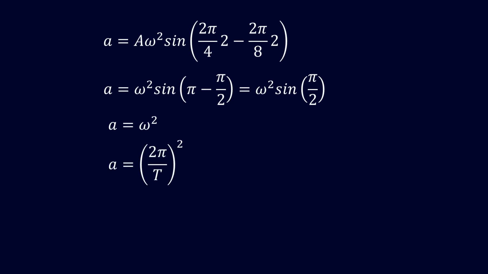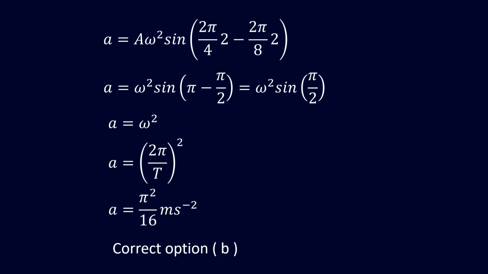As omega is equal to 2 pi upon capital T, we get a is equal to (2 pi upon T) raised to 2. Substituting the value of T and solving it, we get a is equal to pi square upon 16 meters per second square. Option B is correct.